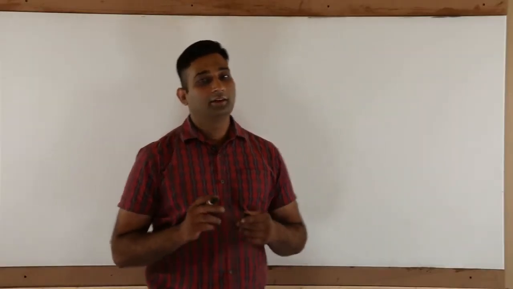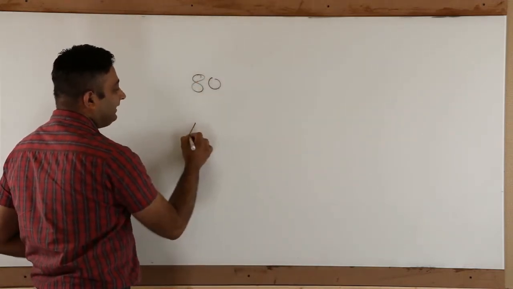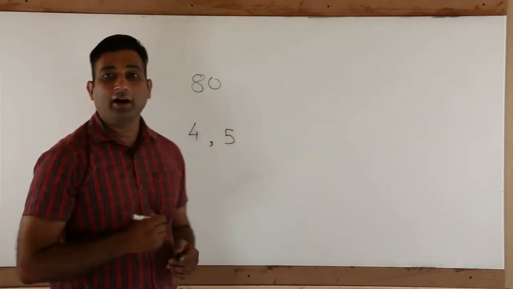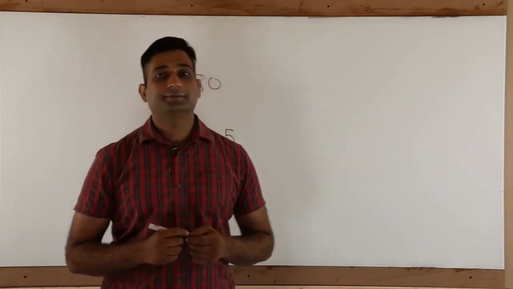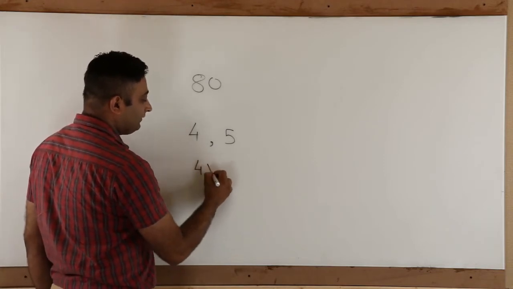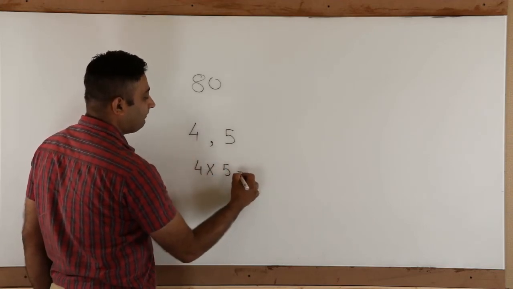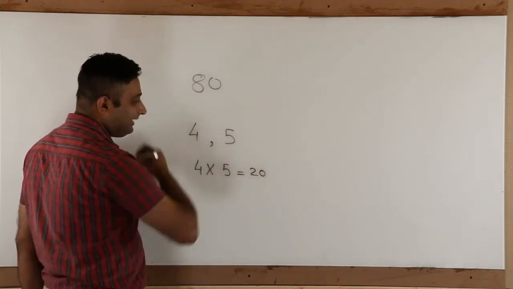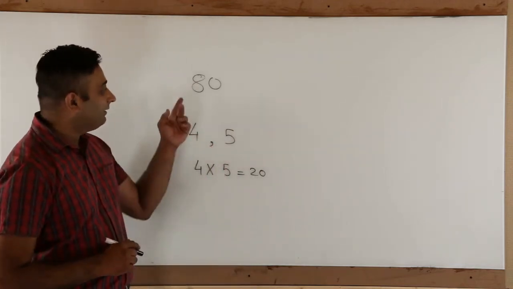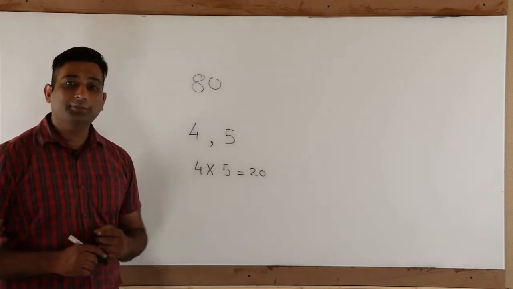Now let us consider one more number, that is 80. We can see that 80 is divisible by 4 and 5, and 4 and 5 are both co-prime numbers. Now we can also see that 80 is also divisible by the product of these two numbers, that is 4 multiplied by 5 is 20 and 80 is divisible by 20. Hence, we can say that if a number is divisible by two co-prime numbers, then it is also divisible by their product.